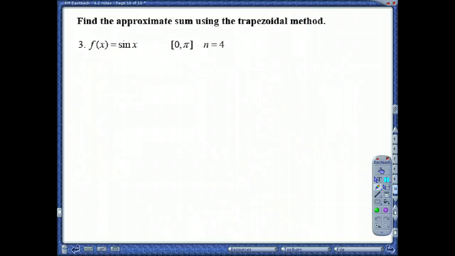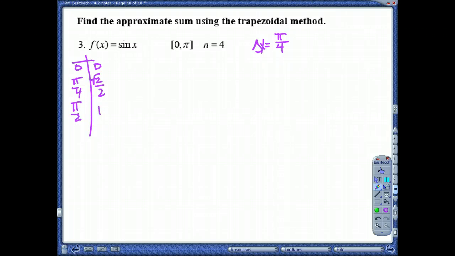Okay, the last one we're going to do deals with our trig function. So just real quick, our delta x should be pi over 4. Oops, forgot my x there. Okay, when I'm looking at these values, let me write our little table out. The sine of 0 is 0. The sine of pi over 4 is square root of 2 over 2. I'm using pi over 2. That's going to give me 1. 3 pi over 4 gives me square root of 2 over 2. And then the sine of pi is 0. So start at your first endpoint and then just keep adding pi over 4 until you get to your second endpoint. If n is 4, you should have 5 points.